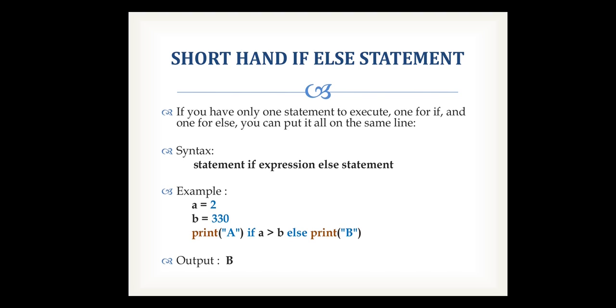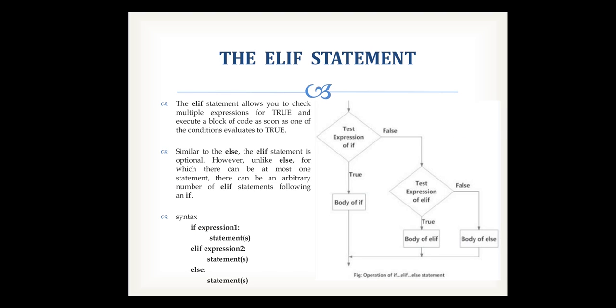When you execute this code according to the example, if a is not greater than b, it is going to print the value of b. That's why your output is b over here. If we exchange the values, considering a is 330 and b is 2, then according to our expectation the output of our example is going to be a. Next is the elif statement.